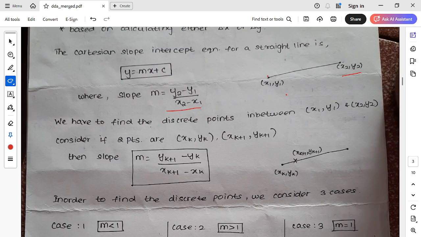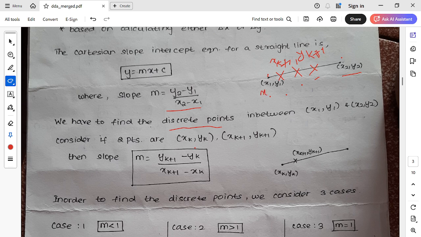We have to find the discrete points in between x1, y1, which is the starting point, and the end point. In order to draw a straight line, we should find these intermediate points. These intermediate points are known as discrete points. So we have to find the discrete points in between x1 comma y1 and x2 comma y2. Consider 2 points xk comma yk and xk plus 1 comma yk plus 1. This xk comma yk is going to be my starting point, and this xk plus 1 comma yk plus 1 is going to be the next discrete point.